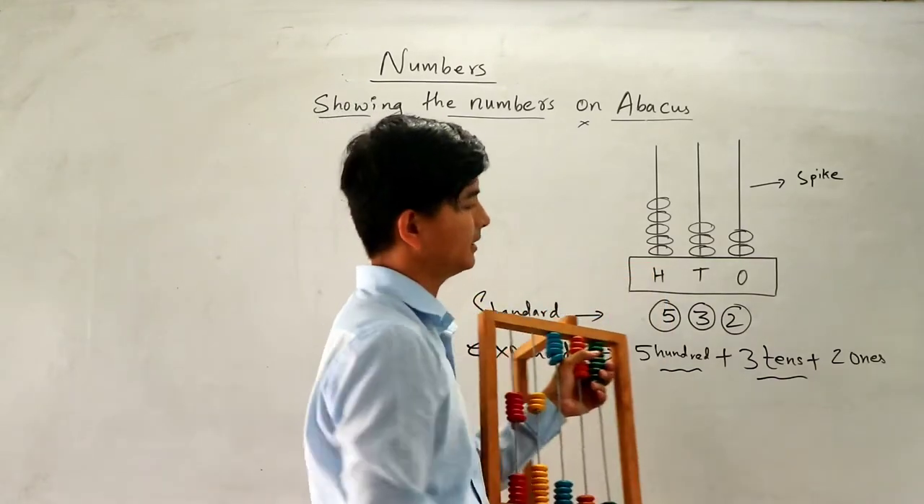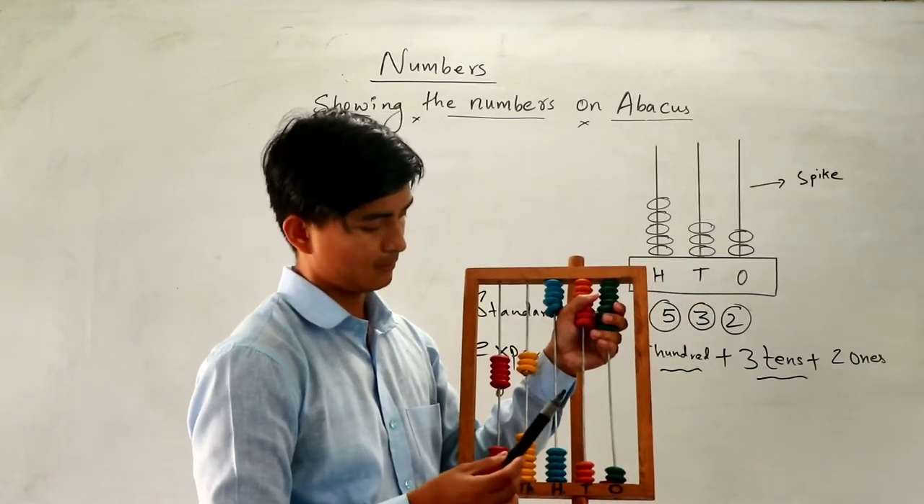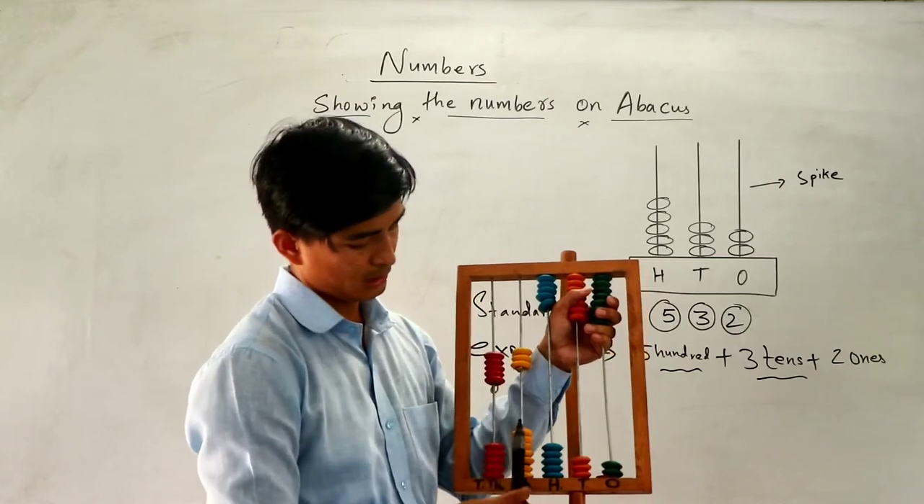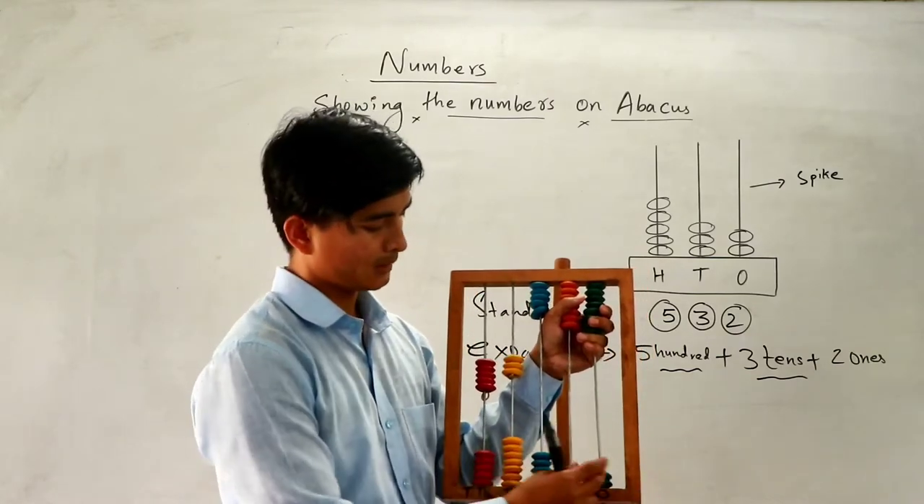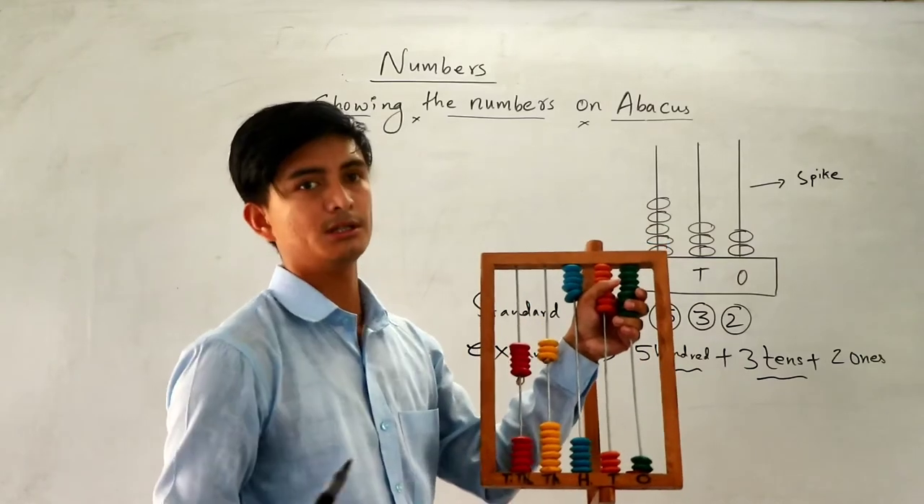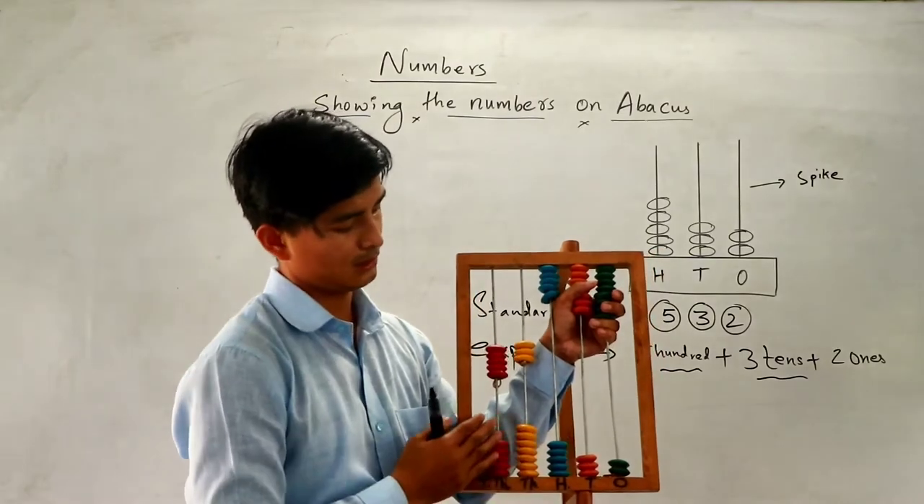In 100th place there it is 5, so count it whether it is 5 or not. 1, 2, 3, 4, 5. So don't look here, okay? In 1000th place, we haven't started up to 1000, so we have to learn up to 3 digit numbers. So just look this 3 only, okay? Don't look the rest one, okay?